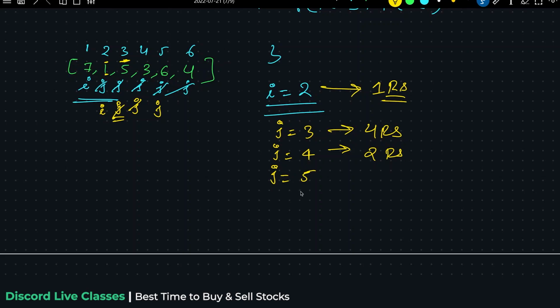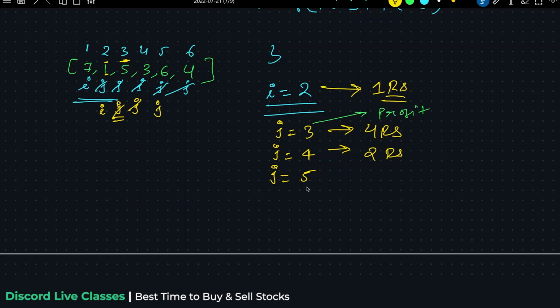Sorry, I have made some mistake. Okay, sorry, my bad. I was actually taking this index. So for j equals 4, you are getting this. This is the profit actually. Okay, make sure this is the profit.